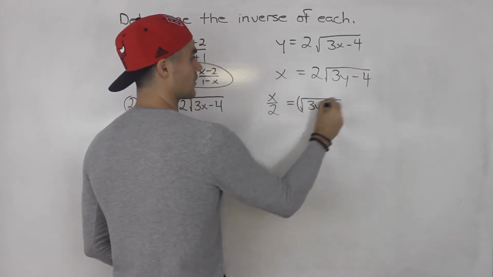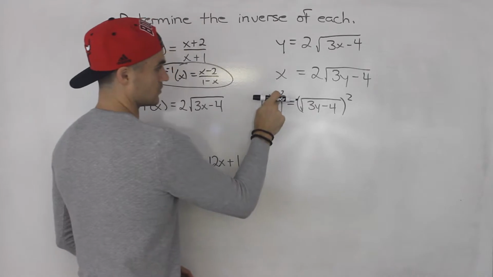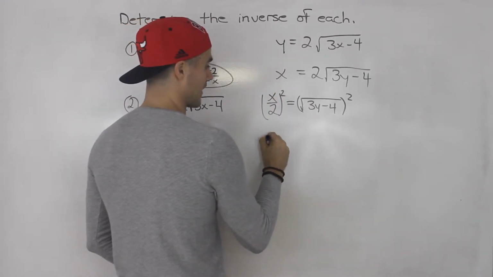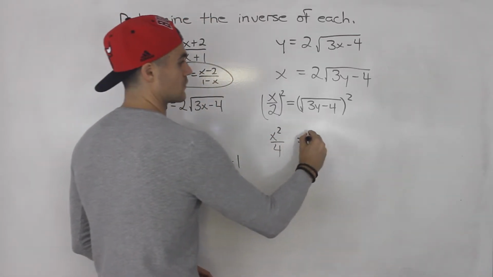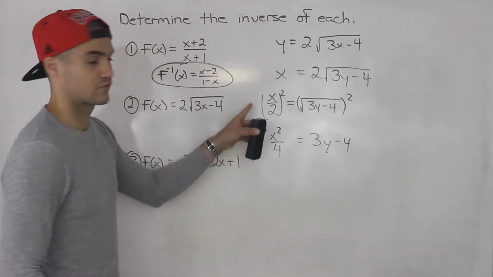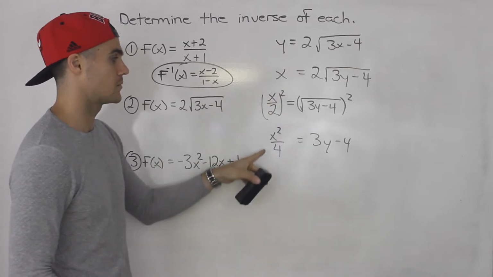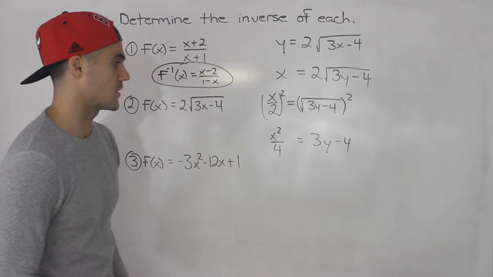Then to get rid of this radical, I'm going to square this, and I'm going to square this here. So distributing the square, x squared and then 2 squared, we'll have x squared over 4, like that, is equal to 3y minus 4. Remember, when you're taking a fraction to an exponent, you have to distribute the exponent to the numerator and the denominator. So x squared over 4, and here the radical goes away.